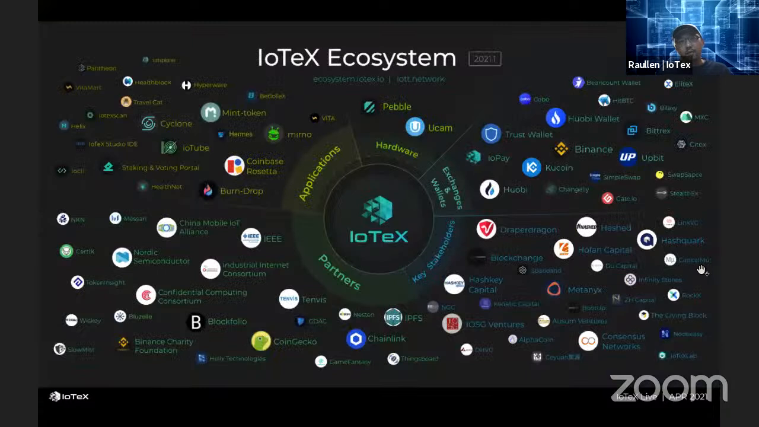Yeah, that's an overview of the IoTeX ecosystem. We work with different exchanges, different developers, and different enterprises like IEEE, China Mobile, Nordic, and IIC. We have different types of stakeholders too. Some of them are delegates, some of them are investors. That's a huge view of the IoTeX ecosystem. Next slide, please.